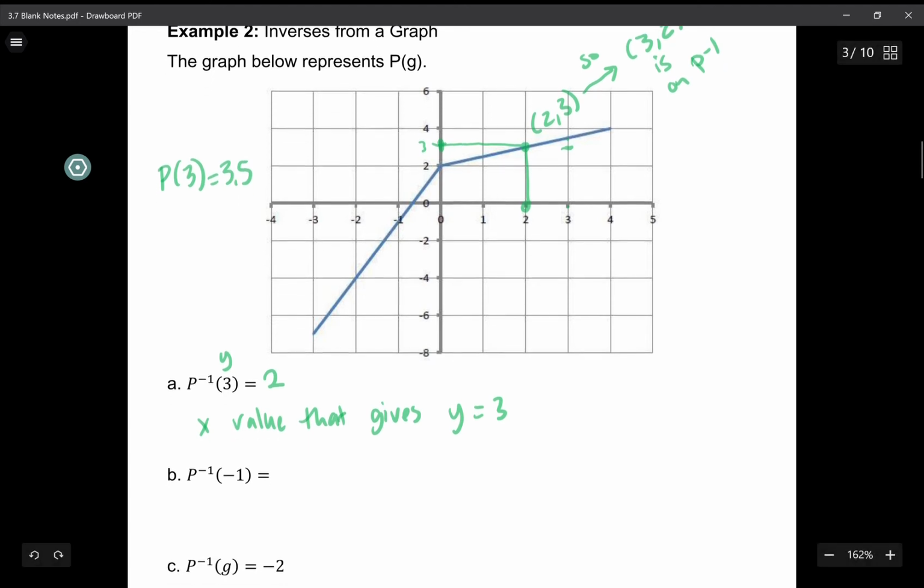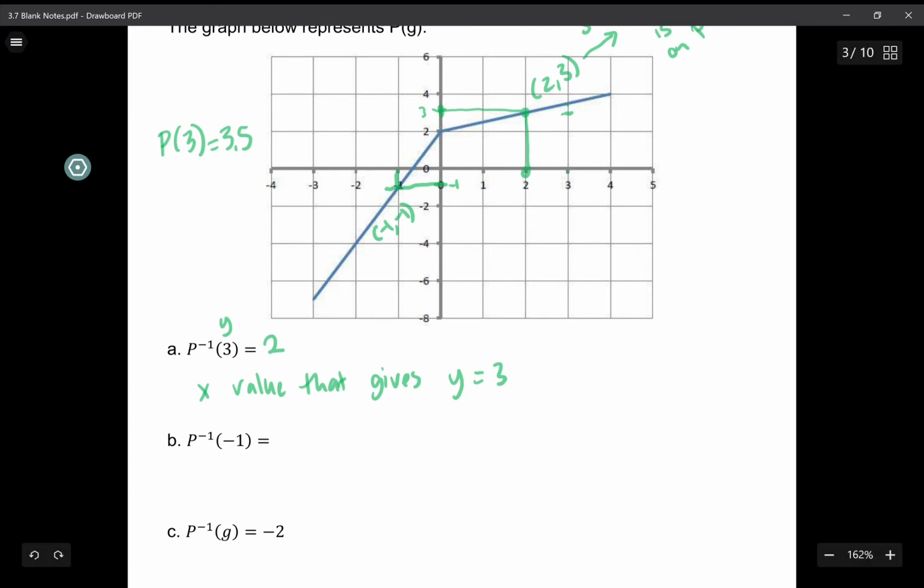All right, let's try the next one. We need to find the input that has an output of -1. So here's the -1 value right about there. Trace along. I'm going this way this time because I saw it over here. And we can see that an input of -1 gives an output of -1 on the function p. So that's an easy swap. That means that p inverse of -1 is also -1.